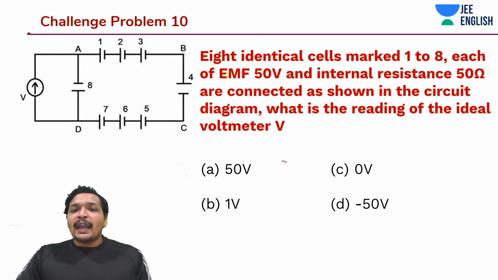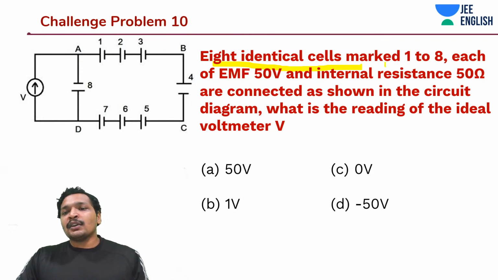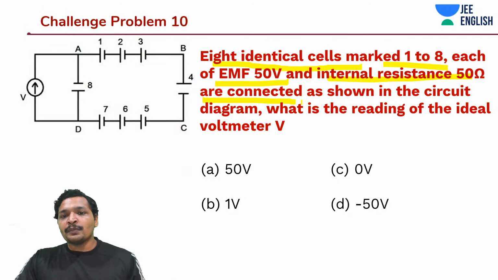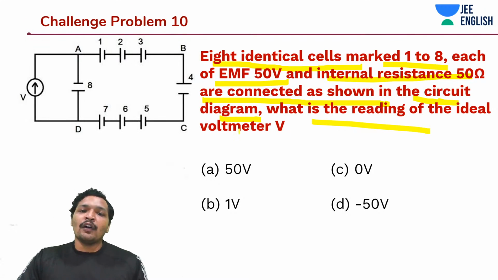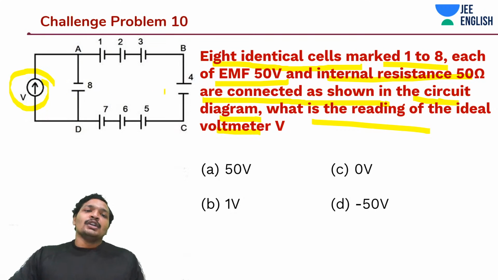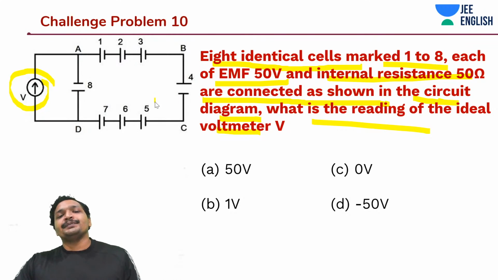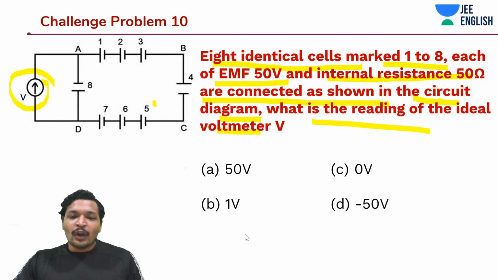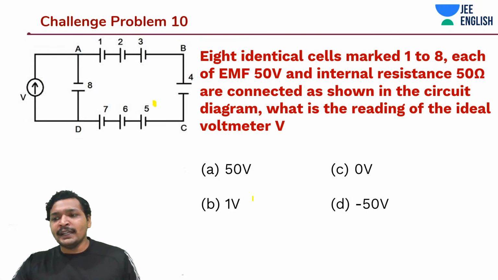So 8 identical cells marked 1 to 8, each having EMF 50 and internal resistance 50 ohms, are connected as shown in the circuit diagram. What is the reading of the ideal voltmeter? The ideal voltmeter means infinite resistance and no current is passed. So now how do you do this? What should be the answer? We have done this problem before, right?